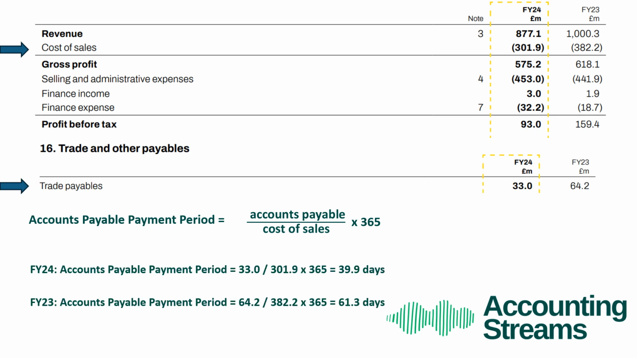In financial year 23, the payment period was 61.3 days. This has dropped to 39.9 days in financial year 24. This means that Dr. Martens is paying its suppliers more quickly than in the previous year. In general, paying more quickly is a bad thing from a cash flow perspective. A company should take full advantage of payment terms offered.